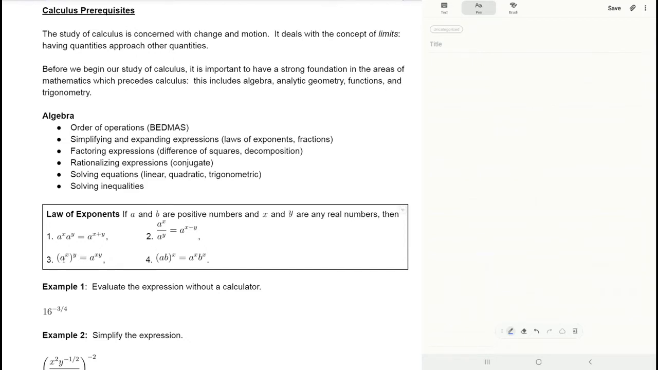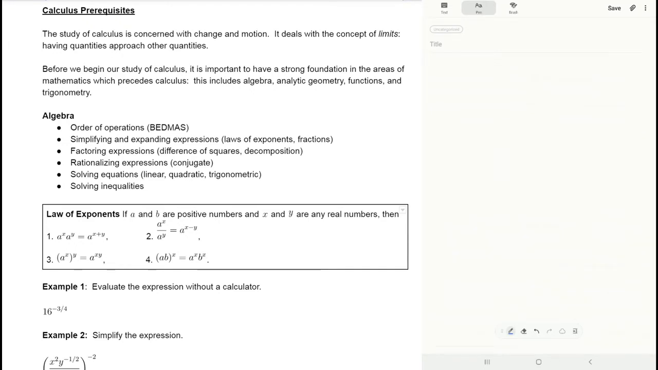Next we have a to the power of x, which is raised to the power of y. So here we have a power raised to another power. Then the rule says to multiply the two powers. So this will simplify to a to the power of x times y. And lastly, we have a times b, which is all raised to the power of x. Then this can be written as a to the power of x times b to the power of x.